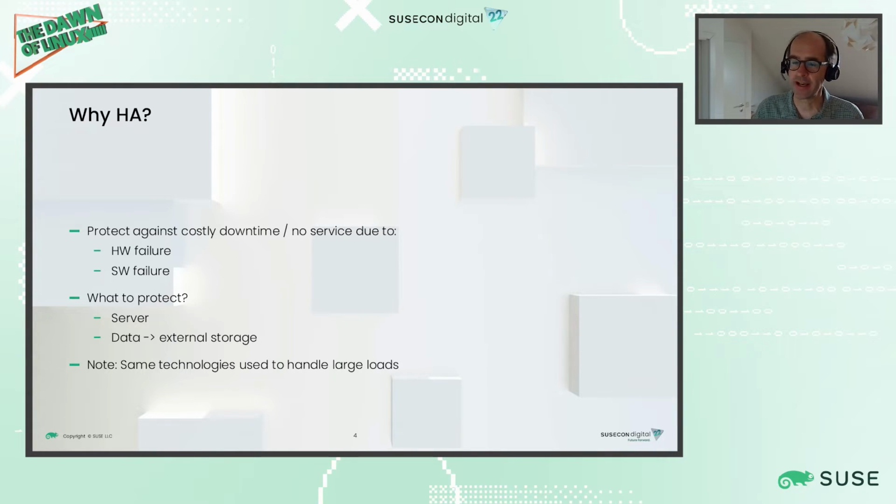And what can happen? It can be a software failure or system failure, or it can be a hardware failure. The other question is what do we protect against? We can protect the server and all the data. Protecting the data is something on the external storage, but still, if you have that highly available, you still need to have services running to access it. And keep in mind, all those technologies we're talking about are often also used to handle large loads, because a side effect of spreading large loads over multiple systems is also making it resilient and highly available.